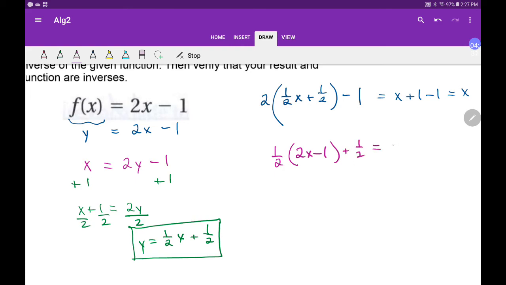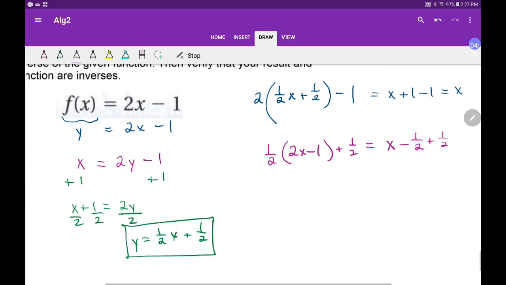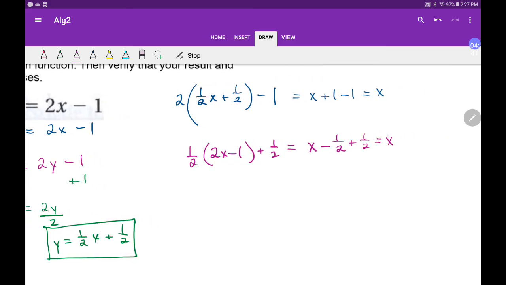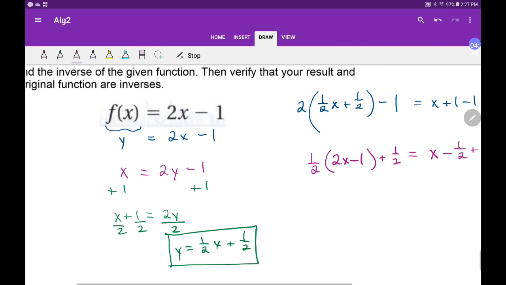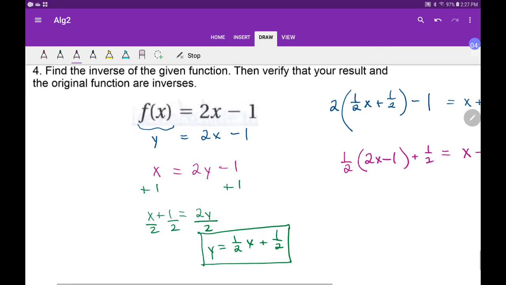Okay, so what happens when I do this? 1/2 times 2x is just x. And 1/2 times -1 is -1/2 plus 1/2. The 1/2s cancel and I get x. So yes, they are inverses of each other. It makes sense. I get x whether I go one way or the other. And so that is my inverse function. They are inverses of each other, and that is the answer.